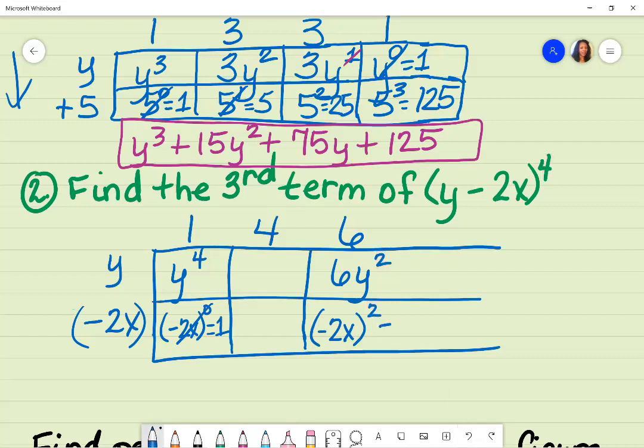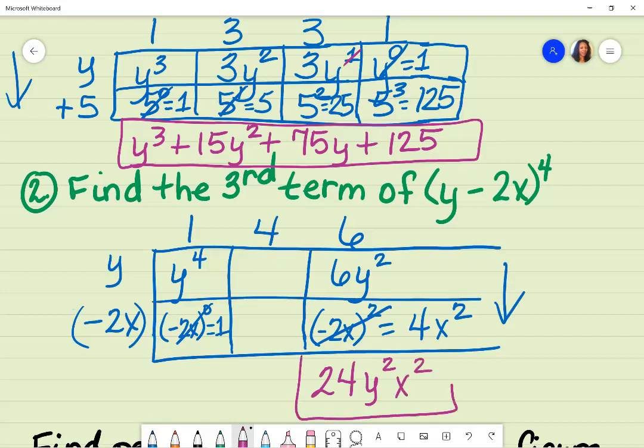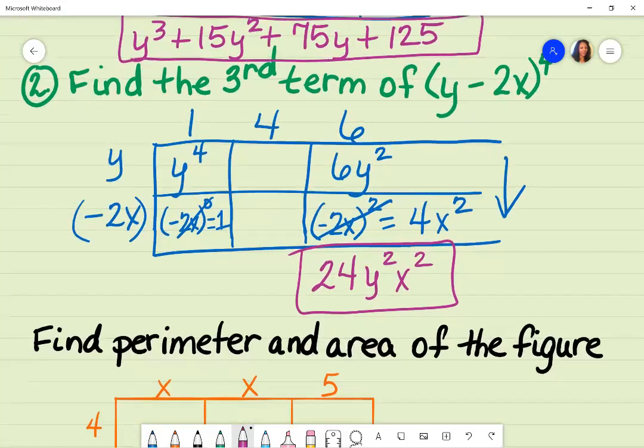Now I just simplify. Negative 2 raised to the 2nd power, this is where people sometimes forget, that's why you have to use parentheses, is going to be 4. And then x is also raised to the 2nd power. So it is x squared. So this is what I'm working with. I am multiplying down. 6 times 4 is 24. And then I go from top to bottom. So y squared, x squared. That is my answer for the third term.